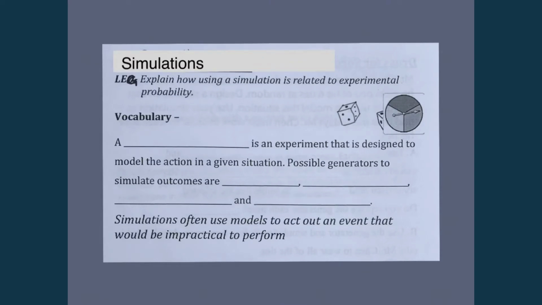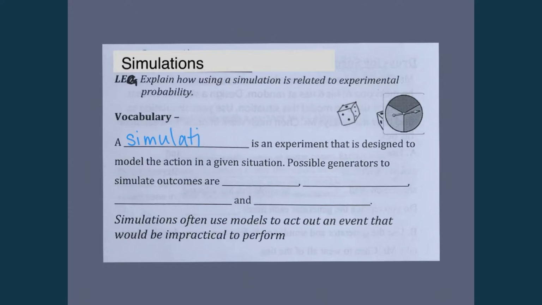Simulations. The lesson essential goal: explain how using a simulation is related to experimental probability. So, vocabulary: a simulation is an experiment that is designed to model the action in a given situation.